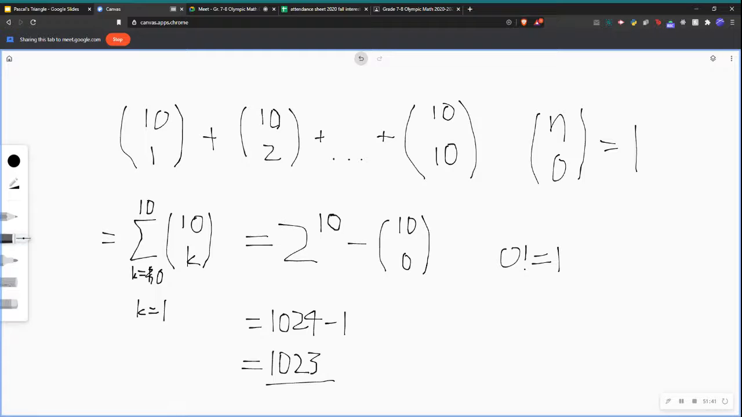You don't really have to memorize this property, but it's easy to know, I guess. Just know that 0 factorial is equal to 1. And then using that, you can just figure out this property.